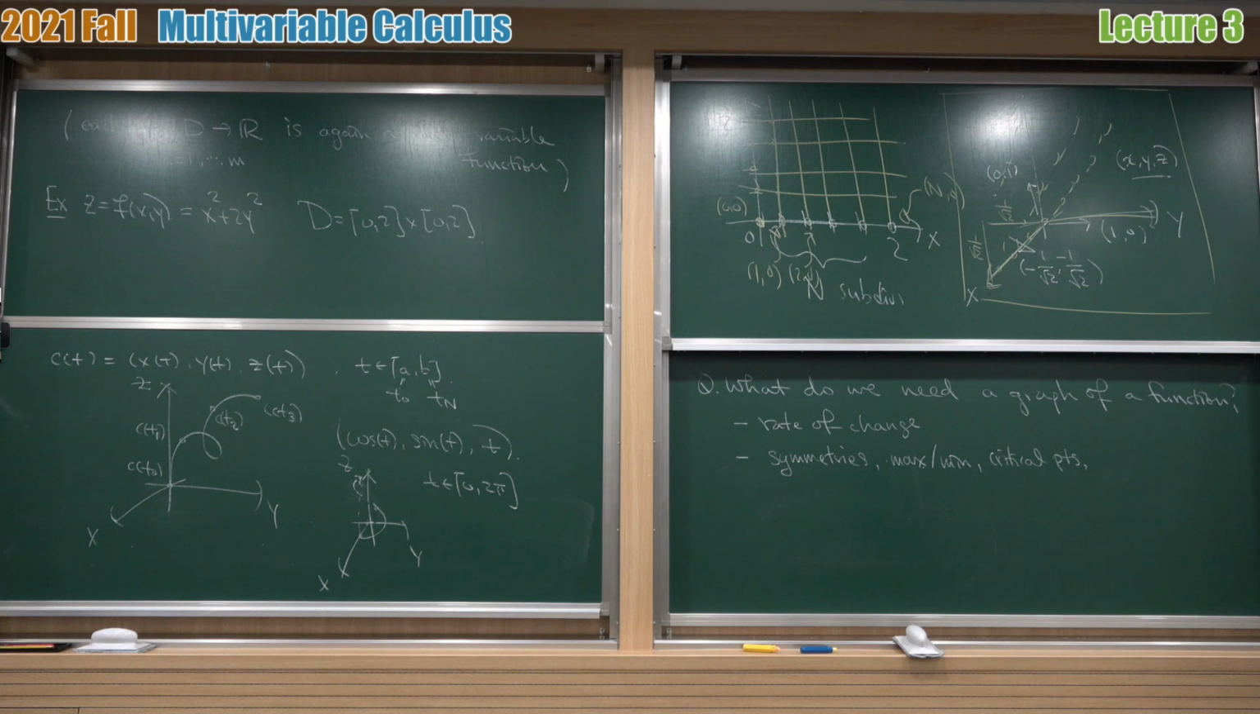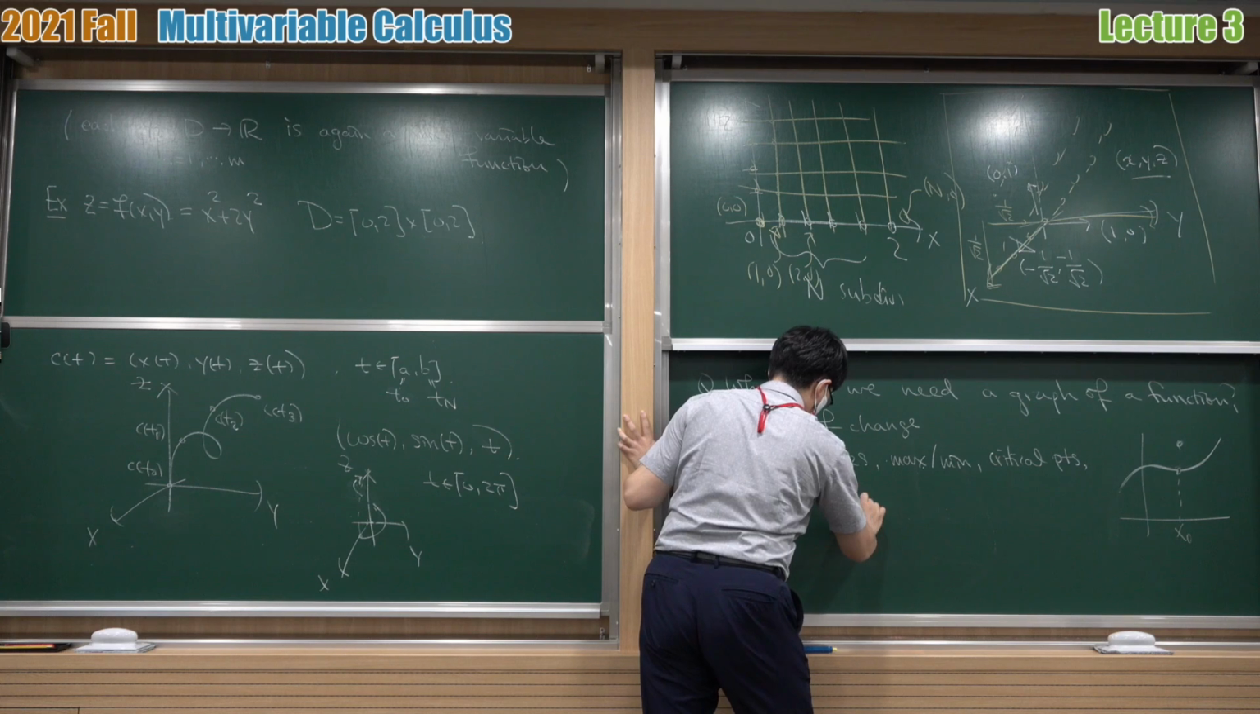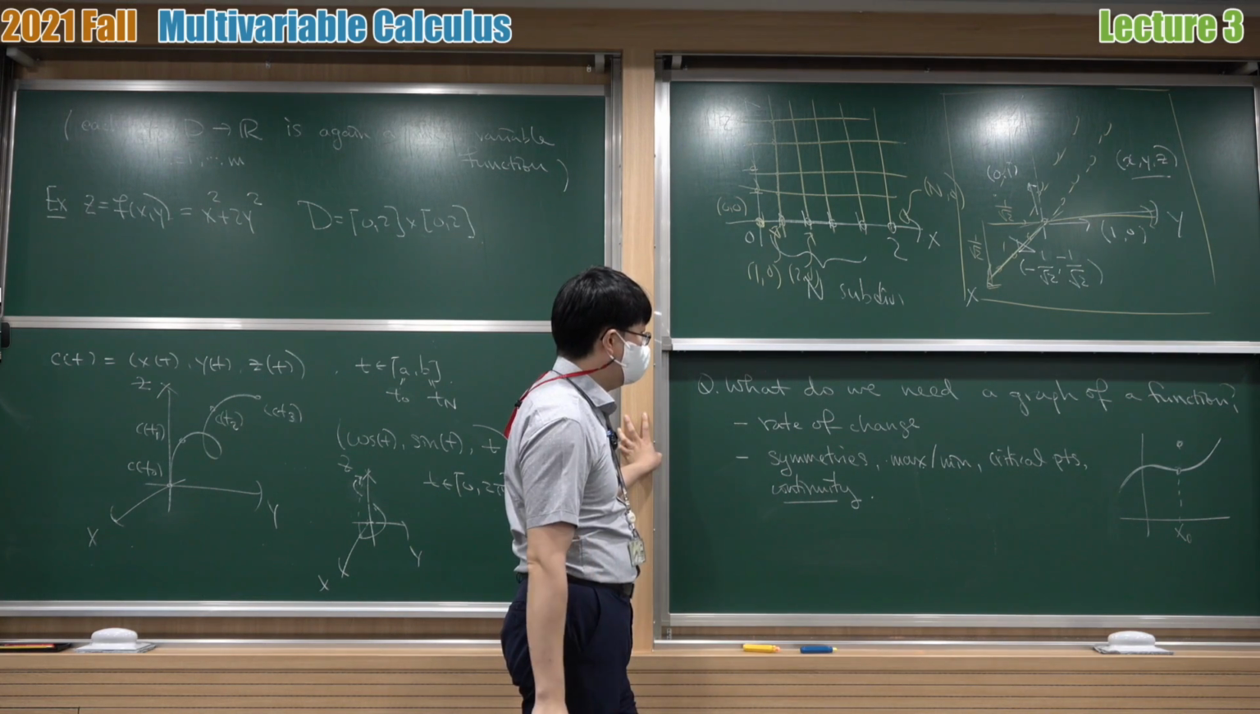And what do you call it when a function looks like this? What do you call this function at x0? Okay, yeah, it looks like a local minimum, or global minimum. But what if continuity? Yes.